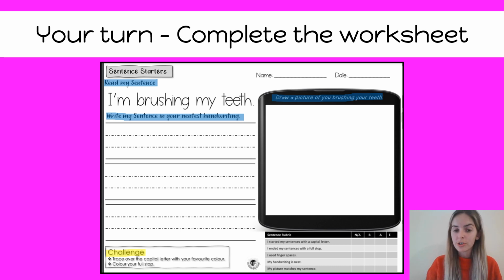Now, what you need to do is you need to trace over the capital letter with your favorite color and also color in your full stop. So we know that if we are tracing our capital letter, it would be at the start of my sentence, and your full stop is going to be at the end of your sentence. So you can do that now.